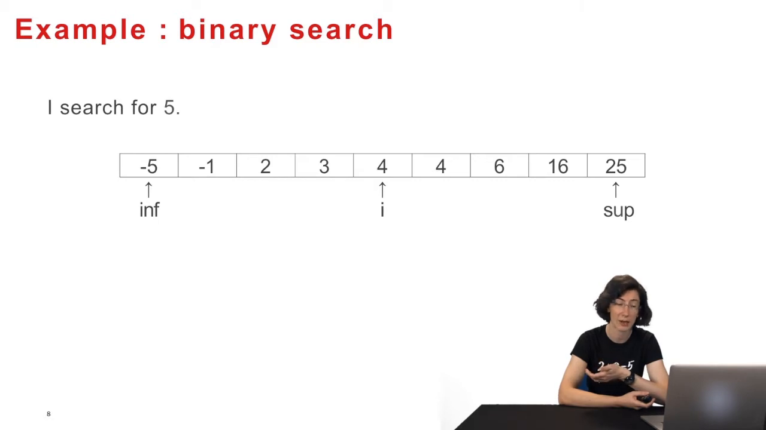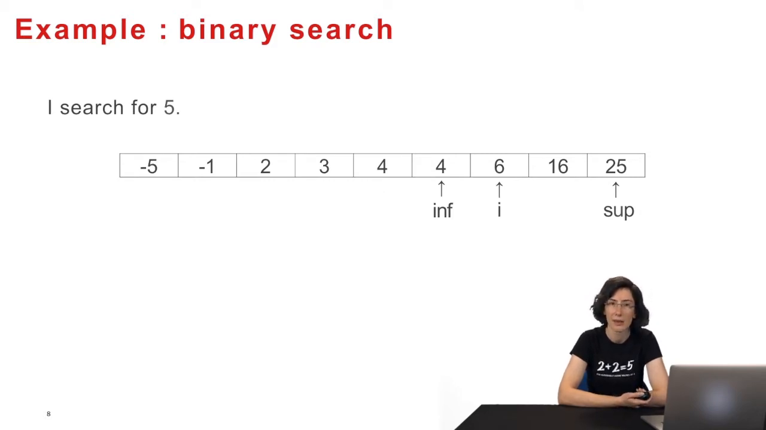That means that if 5 is in the chart, it is located in the upper part of the chart. So the new inf will be I plus 1, because I know the 5 can't be between the beginning and the I of the chart. So here's the new inf. So now I have a new inf, a new sup. I calculate the middle, that will be I, which points towards 6.